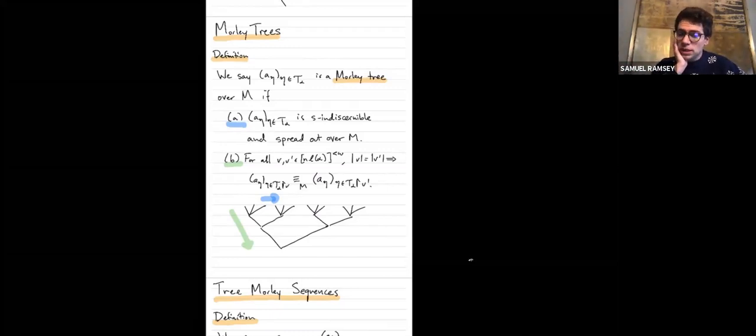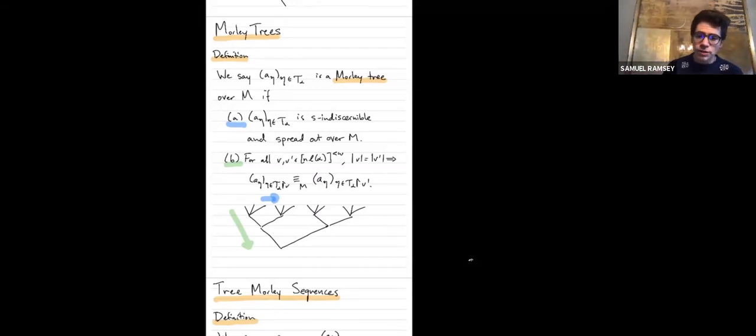But I'm also going to insist on being able to move vertically. And that's where we insist on this condition that comes from Erdős-Rado that says that whenever I take two sets of levels that have the same size, then the restriction of my tree to the first set has the same type as my restriction of my tree to the second set. So this says that no matter where you look in the tree vertically, you always get the same answer.